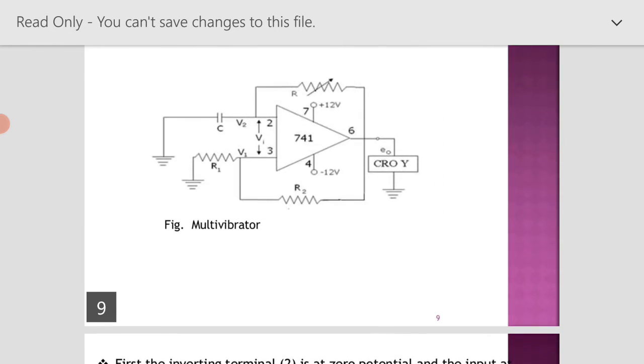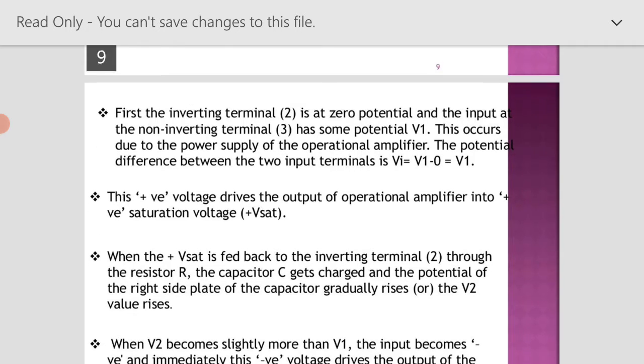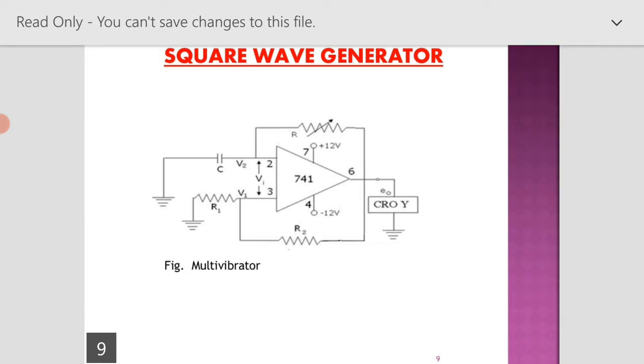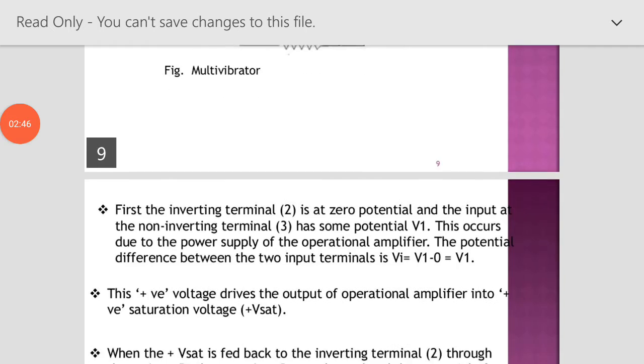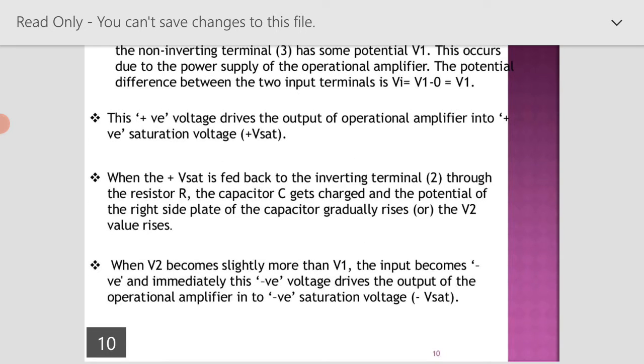First, the inverting terminal, pin number 2, is at 0 potential and the input to the non-inverting terminal 3 is at some potential V1. We see this in the slide. This occurs due to the power supply of the operational amplifier. The potential difference between the two input terminals is Vi = V1 - 0 = V1. This positive voltage drives the output of the operational amplifier into positive saturation voltage, +Vsat.